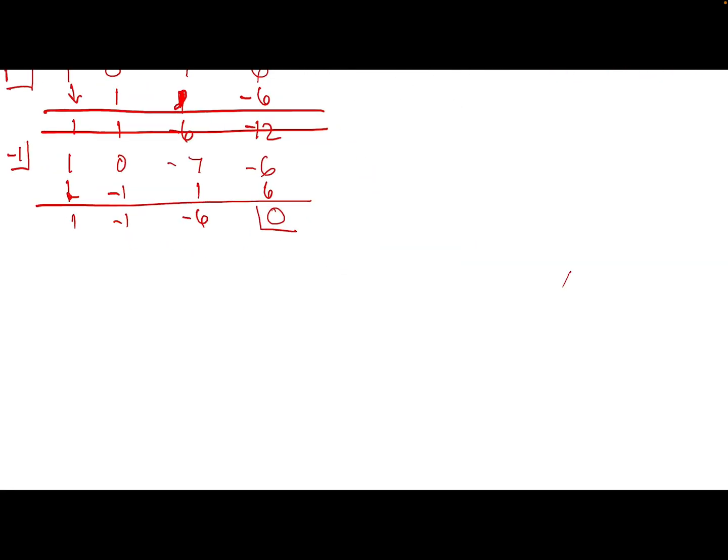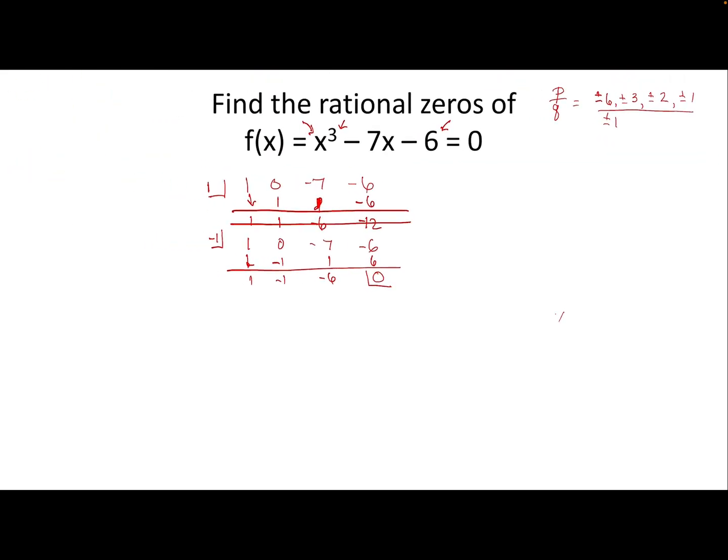X equals negative 1 is one of our zeros. Now that we've taken our cubic and we've found one of the factors, x plus 1, we can now have a depressed equation. So this is an x squared minus an x minus a 6. It's quadratic now. And now we can say, what's going to make this equal to 0?